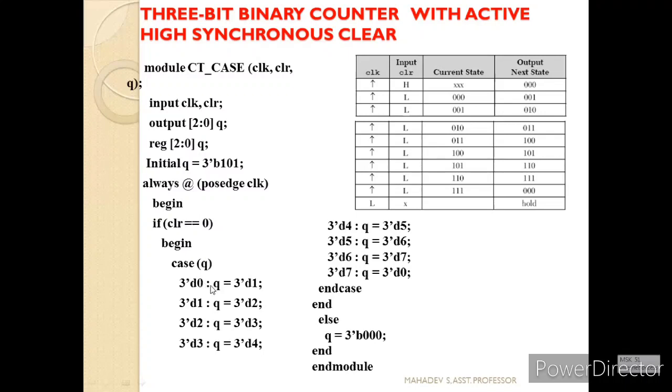If clear is 0, what happens? Previously it was 5. From 5, it goes to 6. Then from 6, it goes to 7. From 7, it goes to 0. This is the case statement we have written. Since we are studying the case statement, we use it to update the next state. So this is how we write the program for counters.